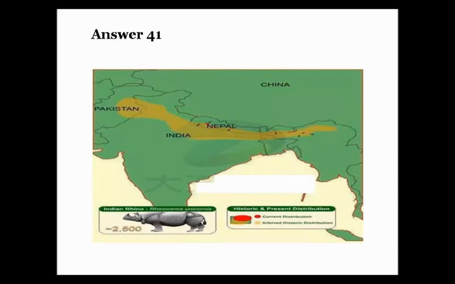According to the graph, the total population of Indian rhino is 2,500, which is mainly located in the south part of Nepal nowadays. Last but not the least, inferred historic distribution was mainly in East Pakistan, northern India, and southern Nepal. In conclusion, the area of current distribution is way smaller than the inferred historic distribution.